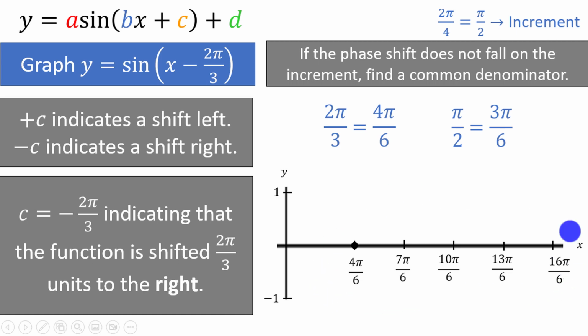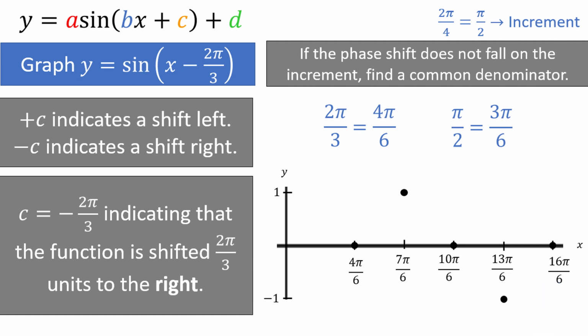Now we will have key points on the graph at each of these increments. We note that the sine function typically starts at 0, 0 and then increases from there. But in this case, we will start at 4 pi over 6, 0 and then increase from there. So that means at the next increment of 7 pi over 6, we must be at a maximum, which is at 1. So the point 7 pi over 6, 1 is on the graph. Then we will decrease down to 0 at 10 pi over 6. At 13 pi over 6, we will be at the minimum of negative 1, and at 16 pi over 6, we will be back to the x-axis at 0.